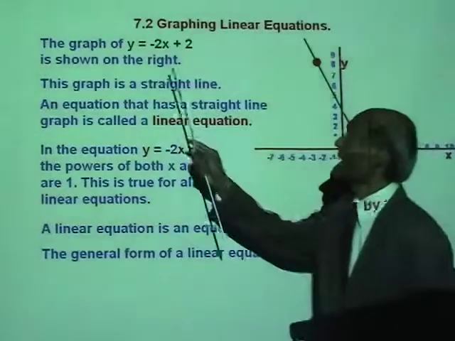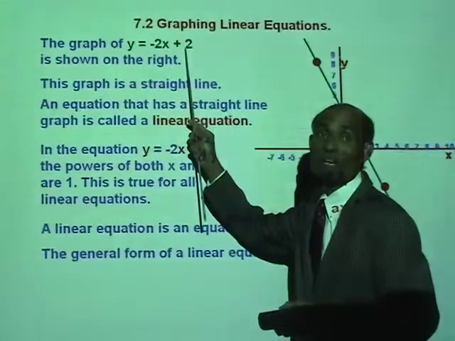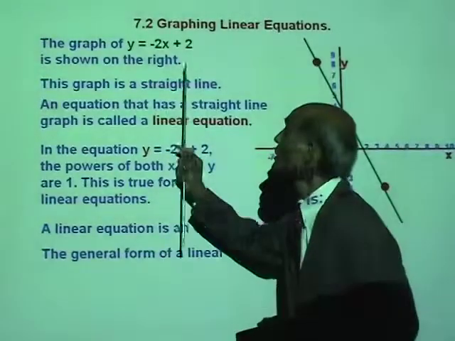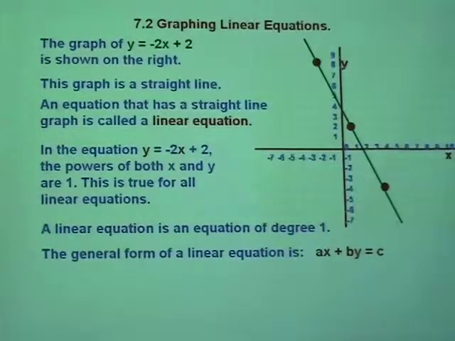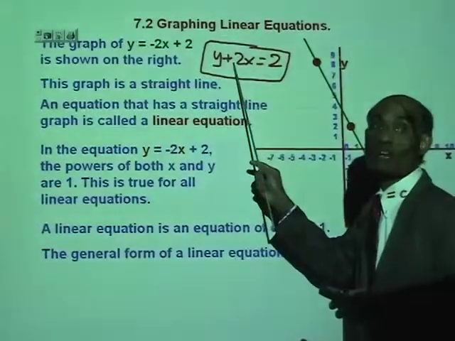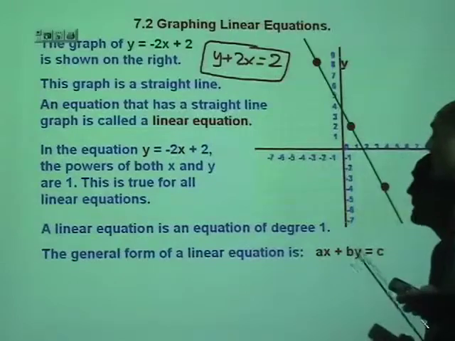Now, can you write this equation y equal to negative 2x plus 2 in the general form? All you need to do is move that negative 2x to the left. And so, it will look like this. Moving the negative 2x to the left, you have y plus 2x equal to 2. This is the general form of that equation. This is the same as this equation. And this is what we call the general form, ax plus by equal to c.